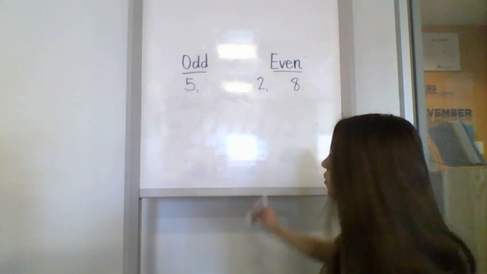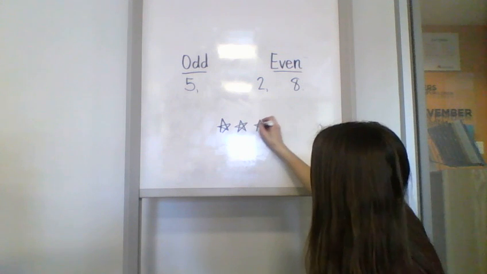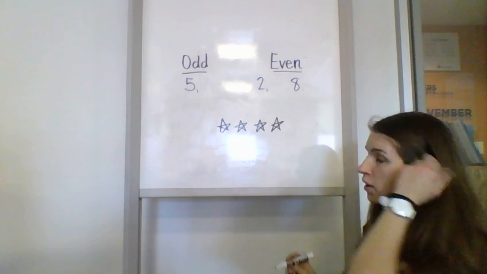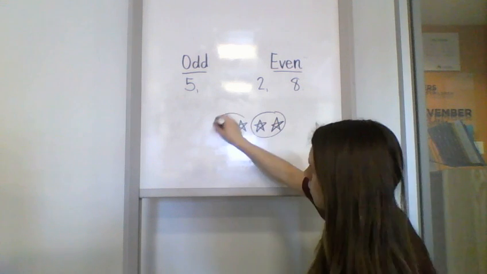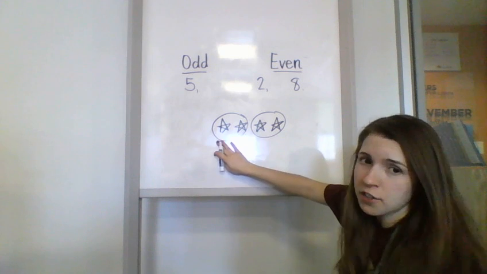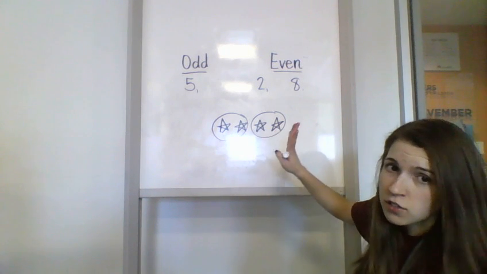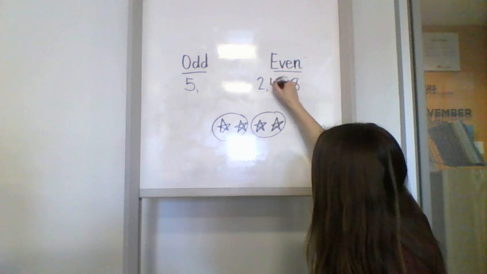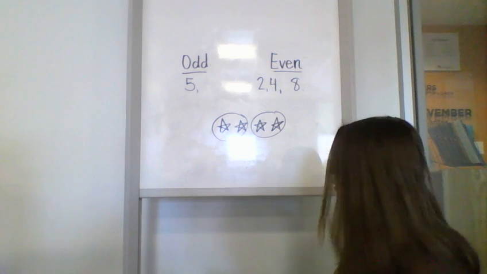What if we just have 4 stars? 1, 2, 3, 4. Let's do the circling to make pairs again. So here's 1, here's another. There's none left over. Everyone has a partner. So that means that the number 4, because there's 4 stars up there, is even. So 2, 4, 8, we know, are all even so far.